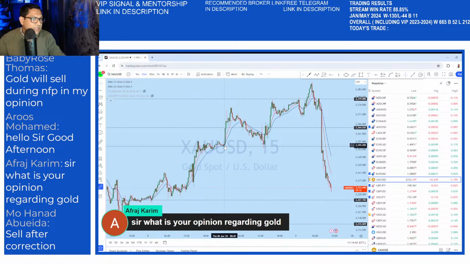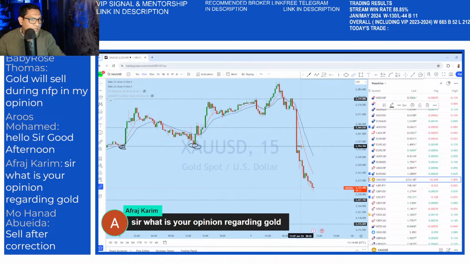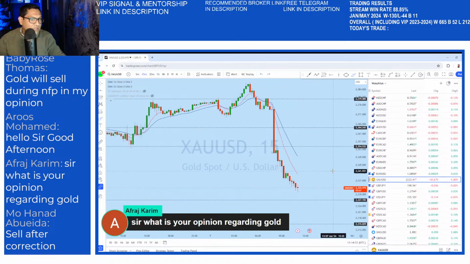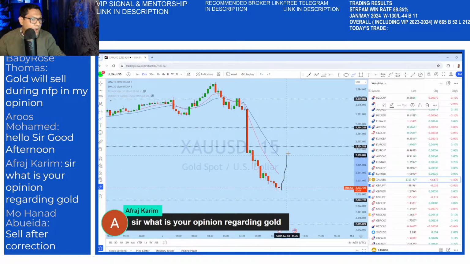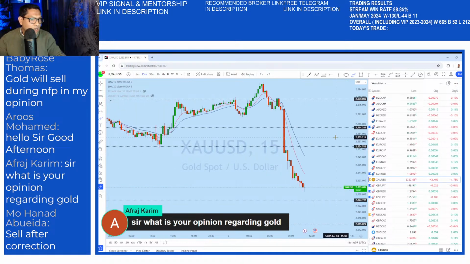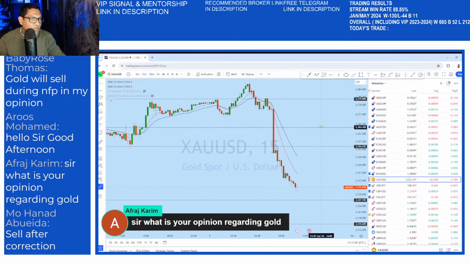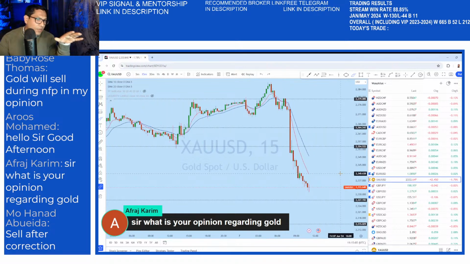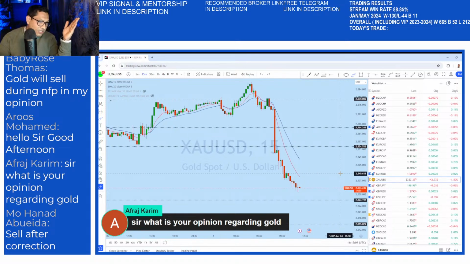Now with this, this is a support. So support here, which is basically turning into resistance, and with this support turned resistance, we're expecting it to bounce, retest, and then drop down in the major direction of the trend. The major direction of the trend on gold, you can see that it's down.